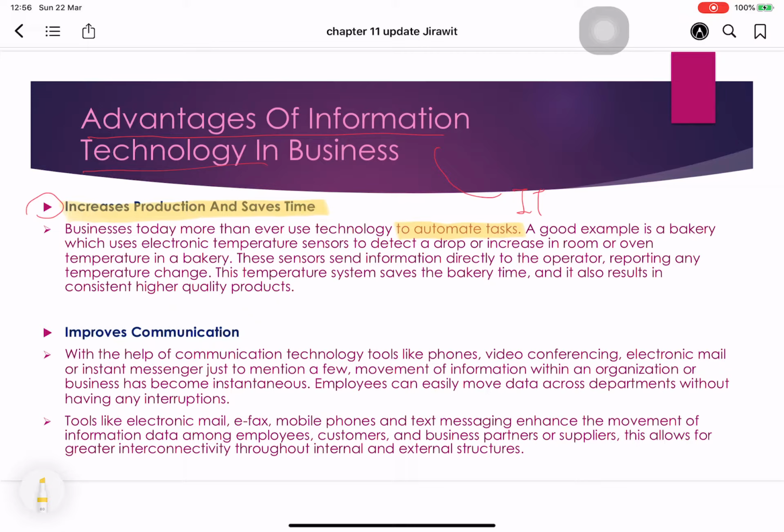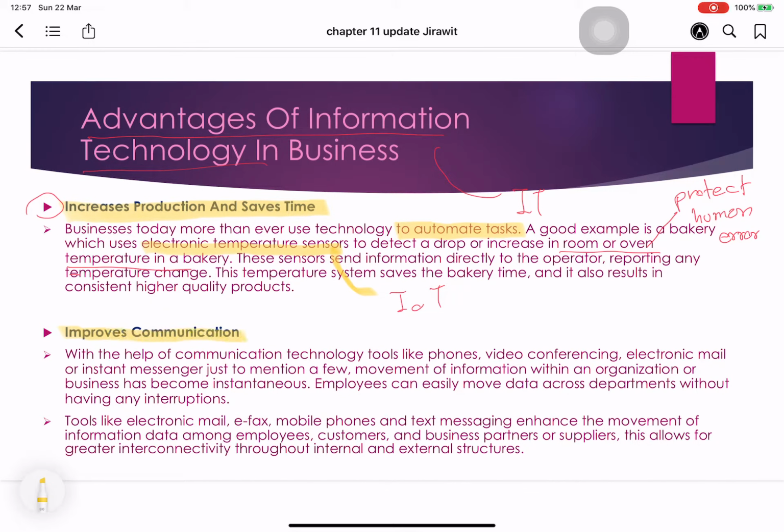A good example is the electronic temperature sensor, right? This is about IoT to detect a drop and increase the room oven temperature, which protects against human error, right? At that time the Internet of Things can turn on your devices or the temperature or thermometer, for example, okay?